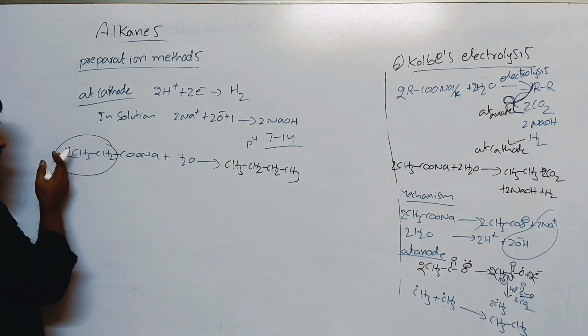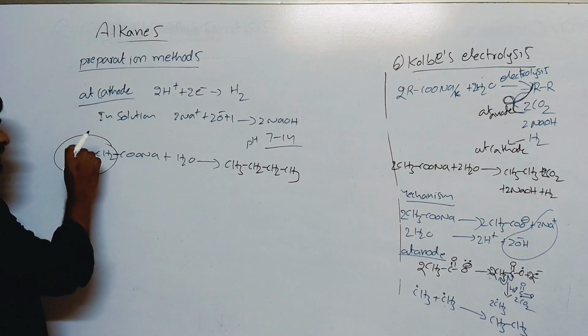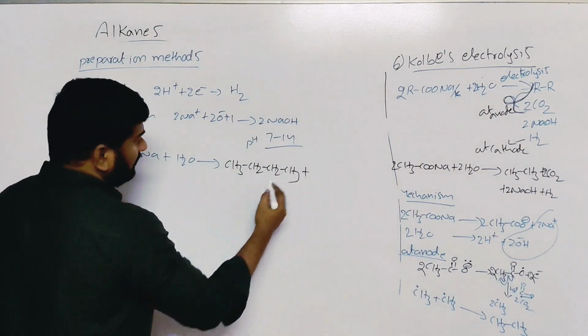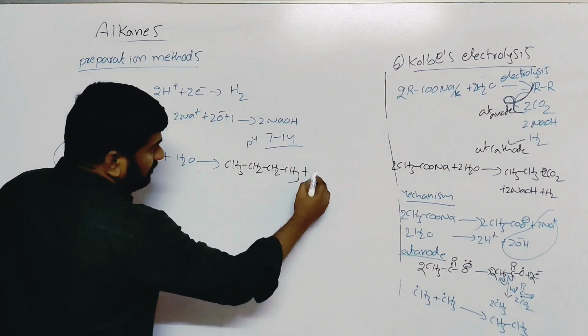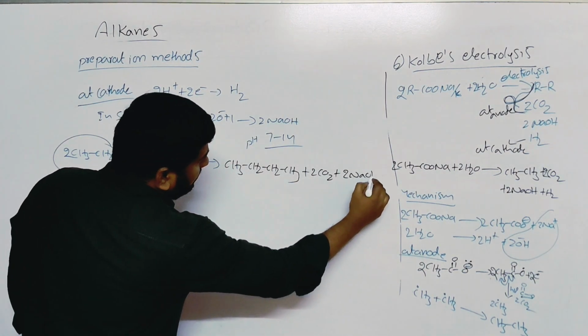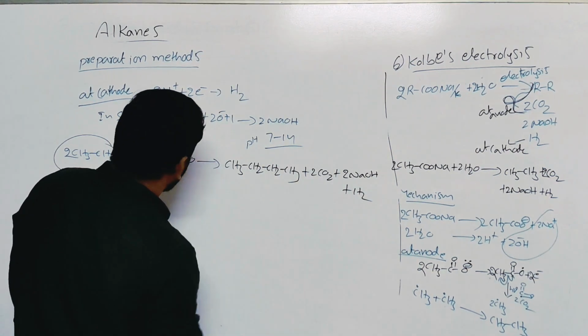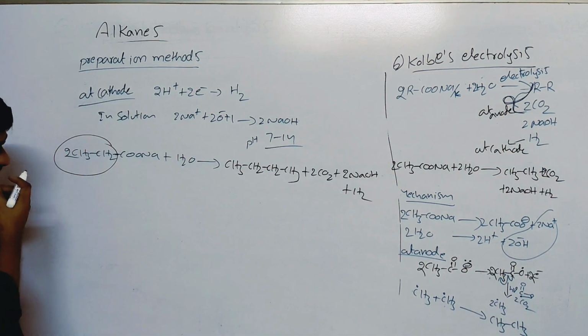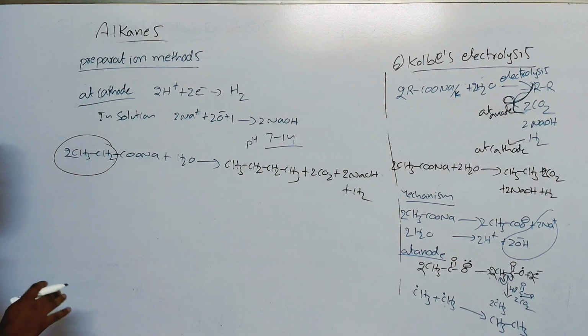After COO, see what alkyl group remains and how many carbons are there. You get an alkane with double the number of carbons. The remaining products are 2 moles of CO2, 2 moles of NaOH and H2. In this way, for any sodium salt or potassium salt given, we can write the alkane.